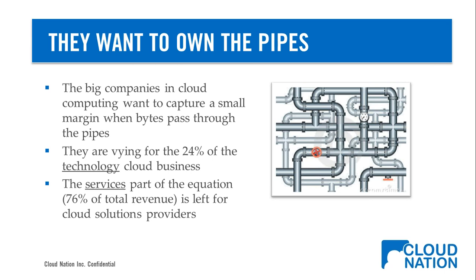Going back to the bigger players in the cloud, essentially their strategy is to own the pipes, to capture a couple cents as the bits and bytes go through the pipes. But at the end of the day, if you really take a look at the numbers, this industry is expected to be a $177 billion industry by 2015. Well, 24% of it is what those big guys are doing, but actually 76% is left for cloud solutions providers, the people that are actually going to be out there doing the integration with the small and medium-sized businesses.